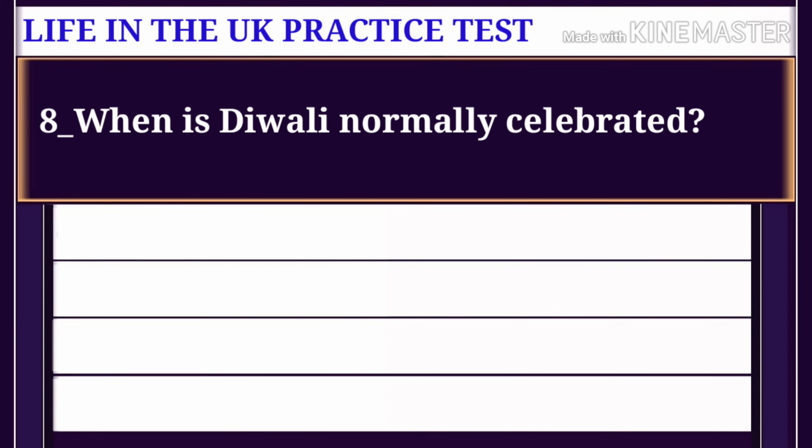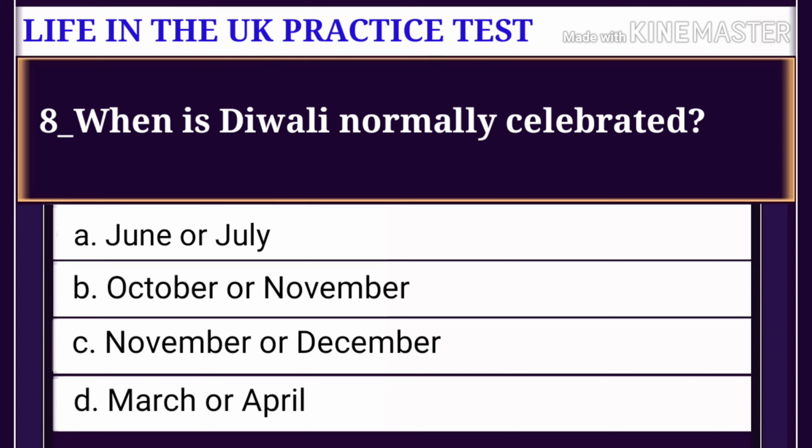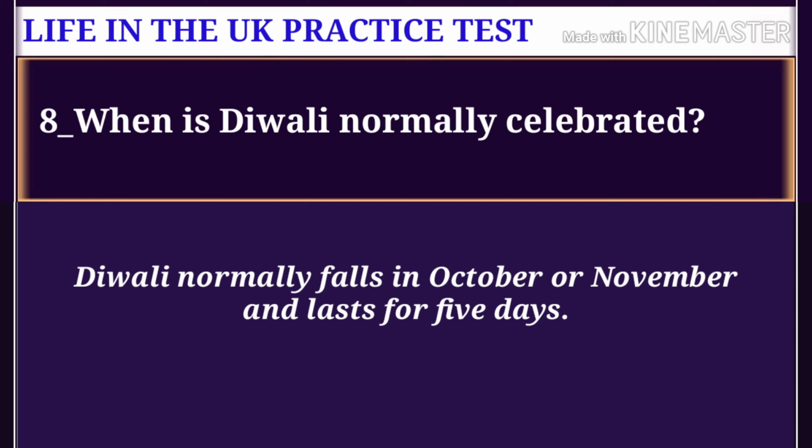Life in the UK practice test. Question 8 of 24. When is Diwali normally celebrated? A. June or July. B. October or November. C. November or December. D. March or April. The correct answer is B. October or November. Diwali normally falls in October or November and lasts for 5 days.